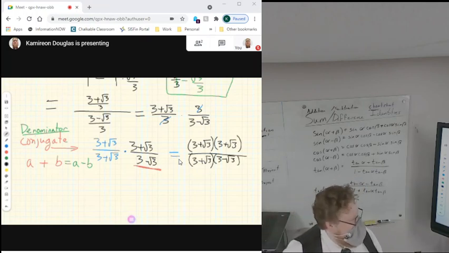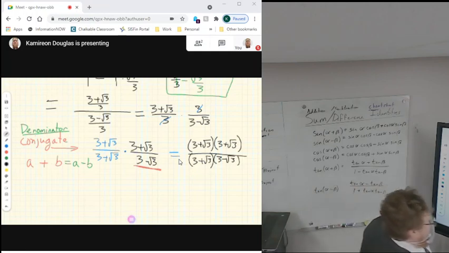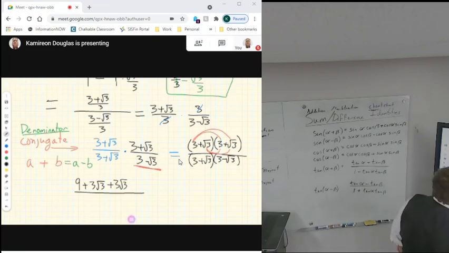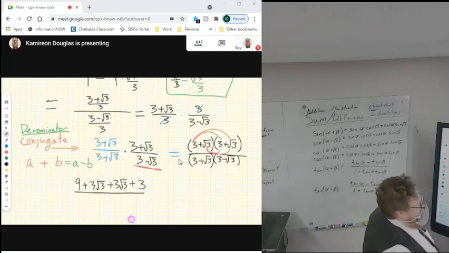Let's simplify. On top, I FOIL. 3 times 3, 3 times square root of 3, square root of 3 times 3, square root of 3 times square root of 3, one piece at a time. Let's do it. On the top, the big fraction. 3 times 3, that's 9. 3 times the square root of 3 is 3 times the square root of 3. Square root of 3 times 3 is 3 square root of 3. And square root of 3 times square root of 3 is just 3. Square root and square root cancel.